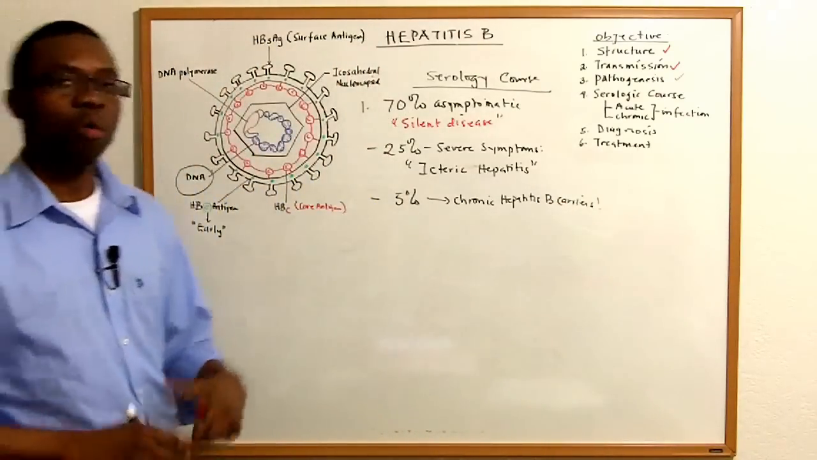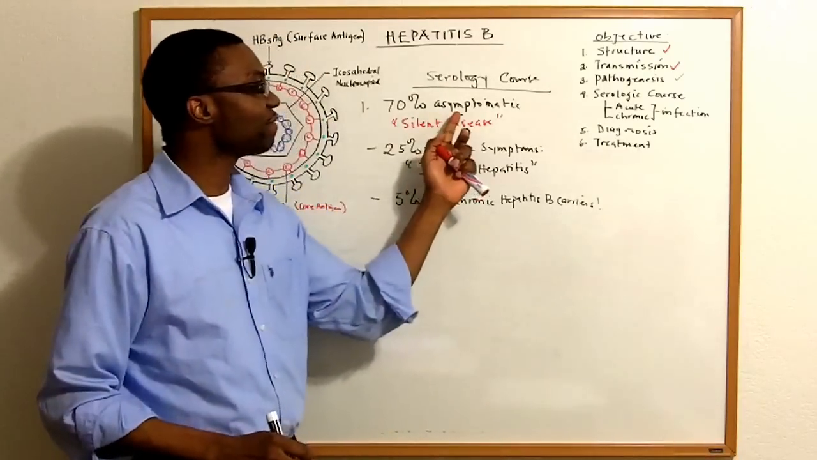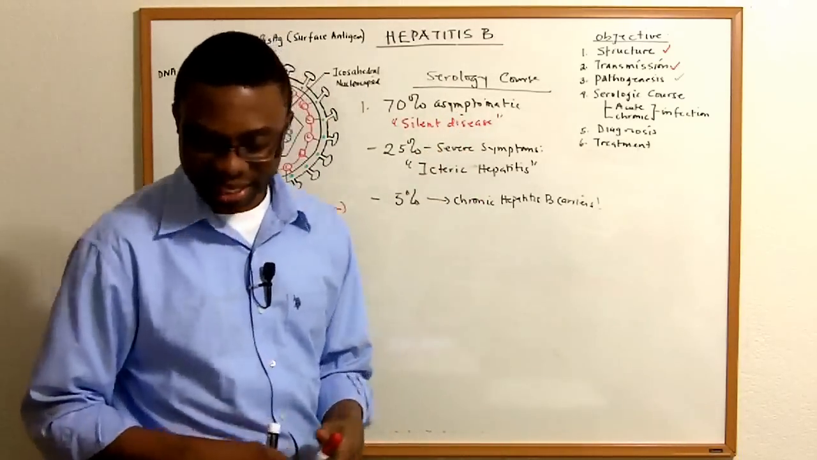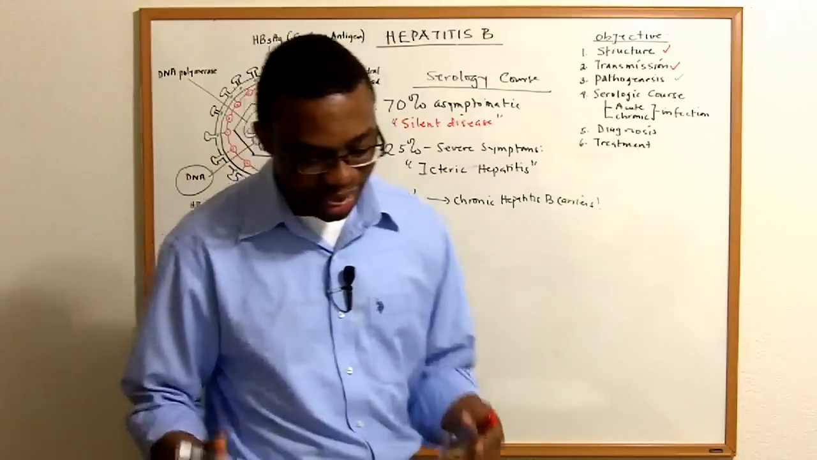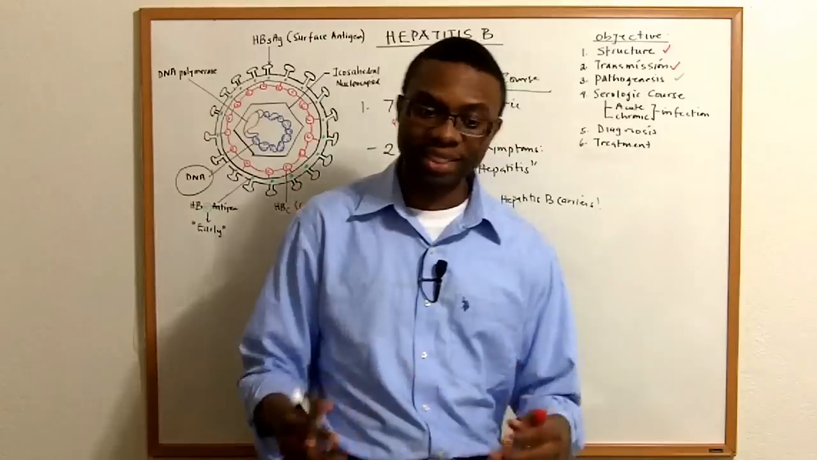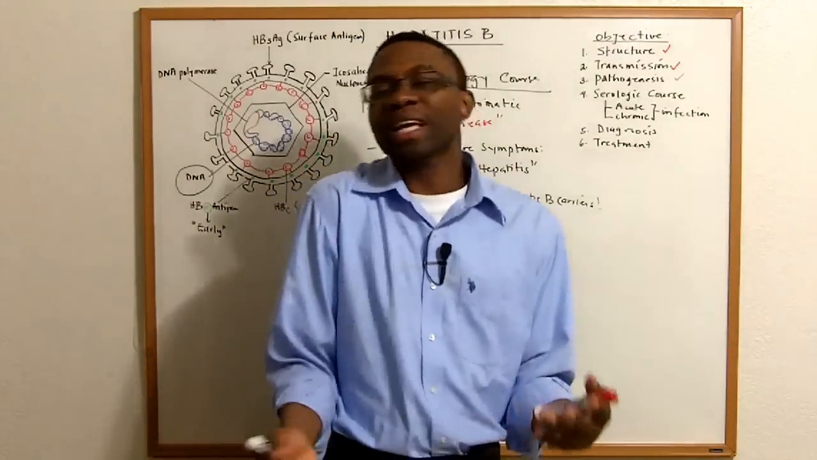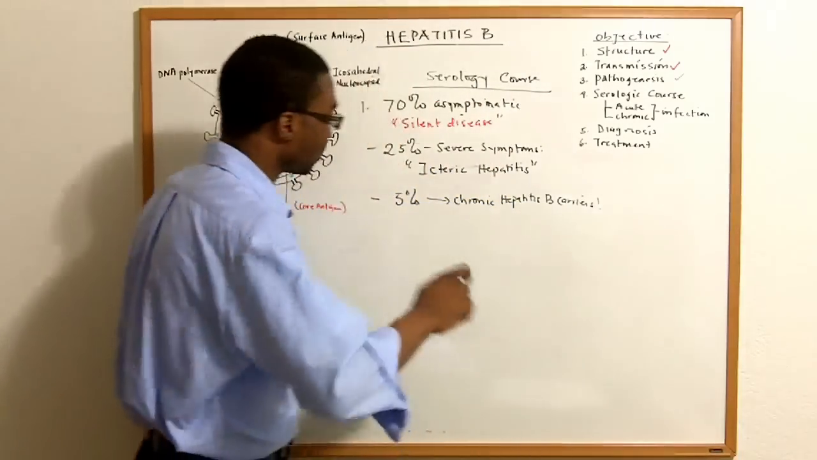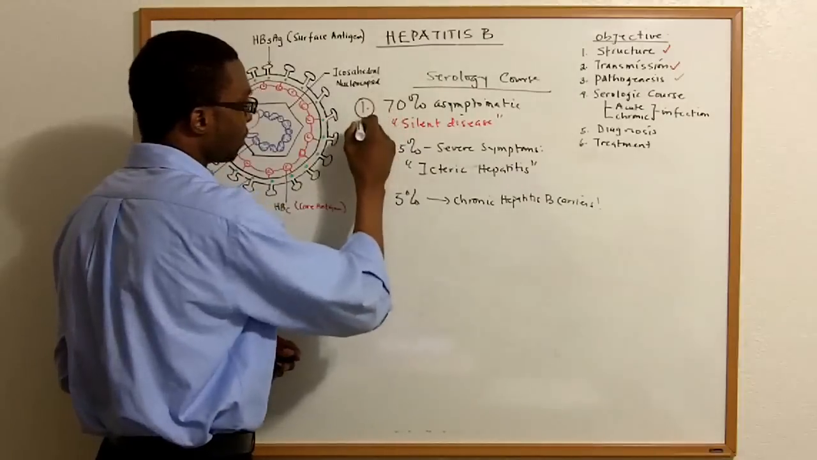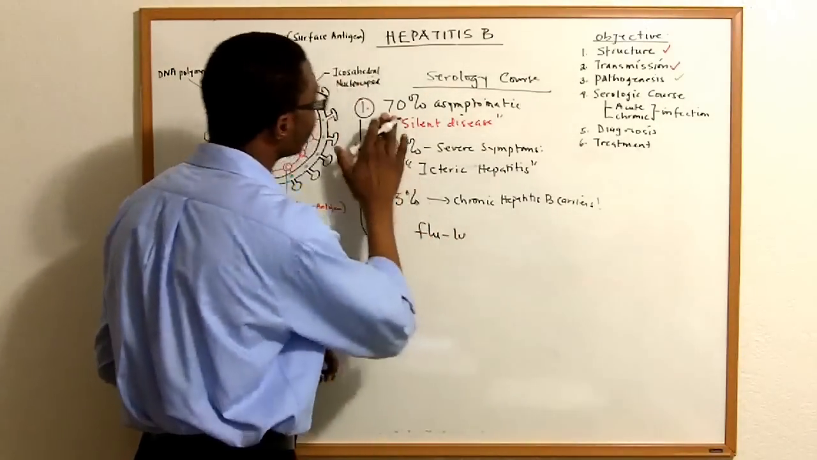Now let's talk about what the symptoms are. When I say 70% of patients that get infected might not know that they have the disease, it's because it always presents like flu-like symptoms. When patients get infected with hepatitis B, it's like a flu. You feel like, I just have a flu. Let's go down the signs and symptoms of flu.